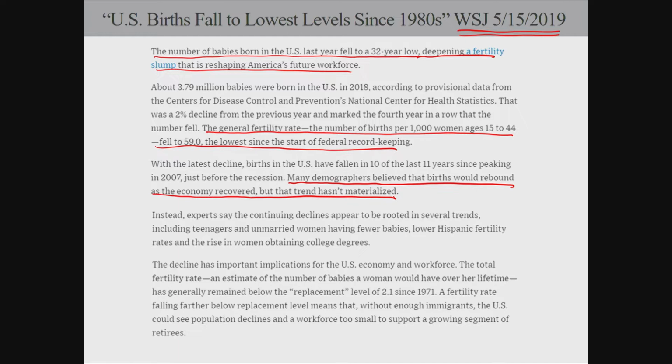Many demographers had believed that births would rebound as the economy recovered, but that trend has not materialized. There are a number of trends that appear to be behind this change. For example, teenagers and unmarried women having fewer kids, lower Hispanic fertility rates, and the rise in women obtaining college degrees. Basically, the number of children that the average woman has is declining from what is sometimes referred to as a replacement level of 2.1 down to about 1.7.